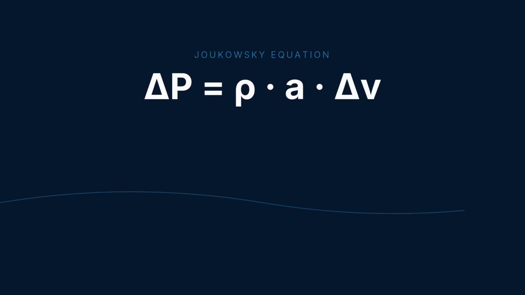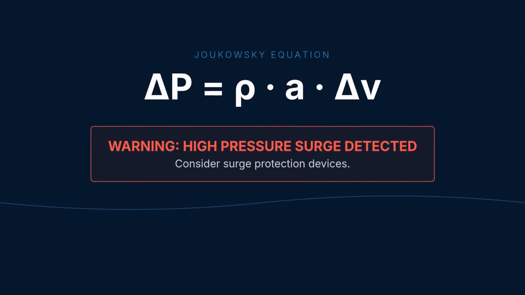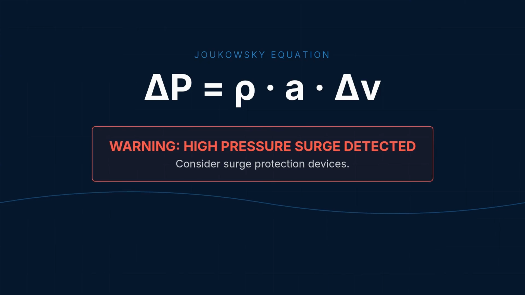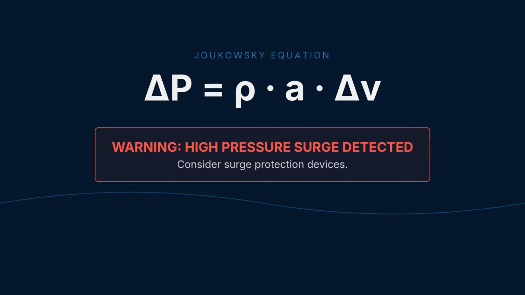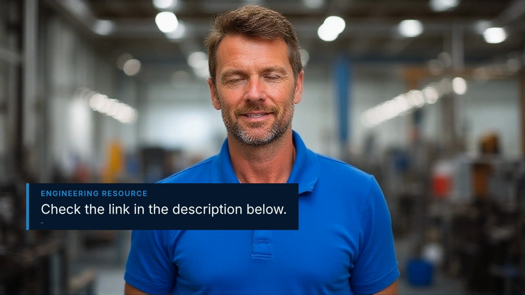The additional information confirms this uses the Joukowsky equation, showing pressure surge equals density times wave speed times velocity change. Notice the warning, high pressure surge detected. Consider surge protection devices. This helps engineers quickly assess water hammer risks in their systems.